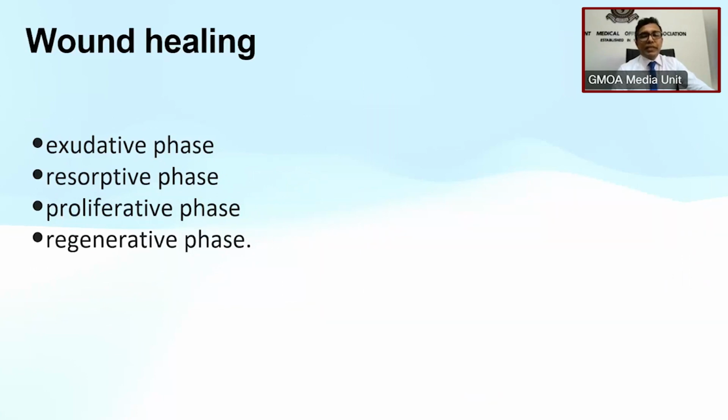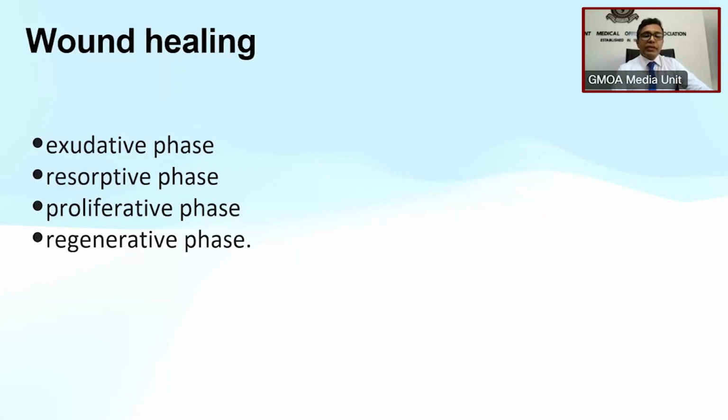Now, a little bit about wound healing. You know that there are four phases of wound healing. You have the exudative phase, where there's a lot of inflammation going on, and the exudates happening, and you get discharges and everything in that phase. And you get the resorptive phase, where necrotic tissues and other debris are resorbed into the body. If you haven't removed anything from the wound, the body will do it, and that is the phase we call the resorptive phase.